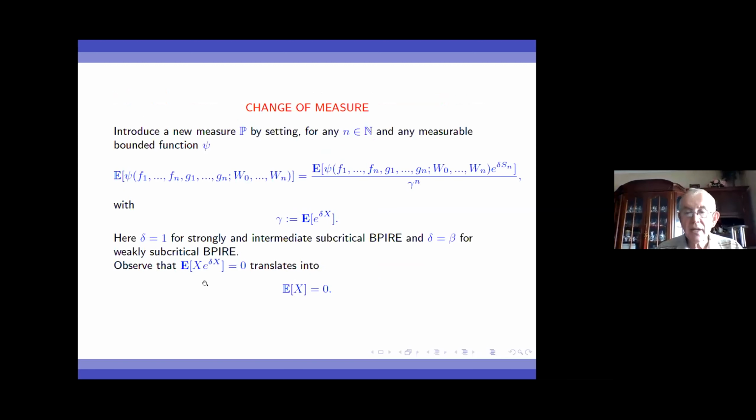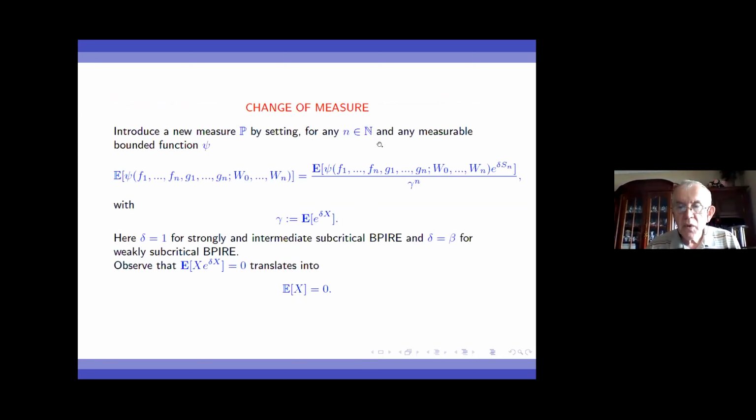How to study this process? As is usually done for ordinary random walks, when for instance people study large deviations, it is necessary to make a change of measure. And this change of measure is similar to the change of measure usually done for an ordinary random walk.